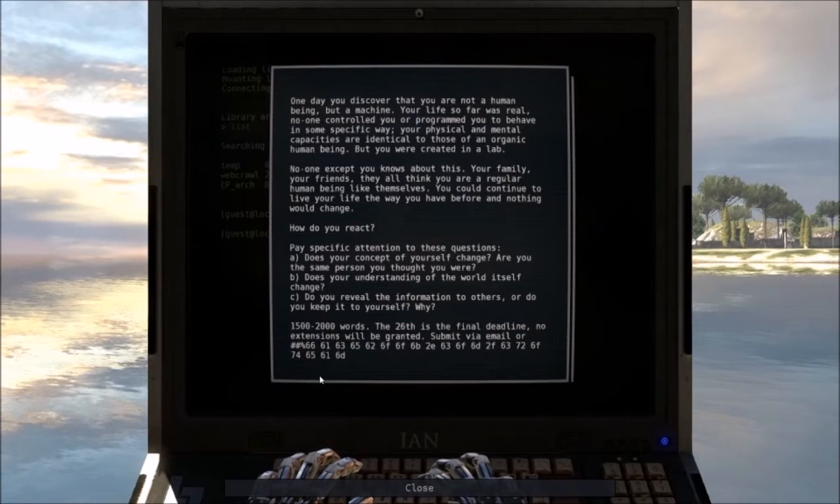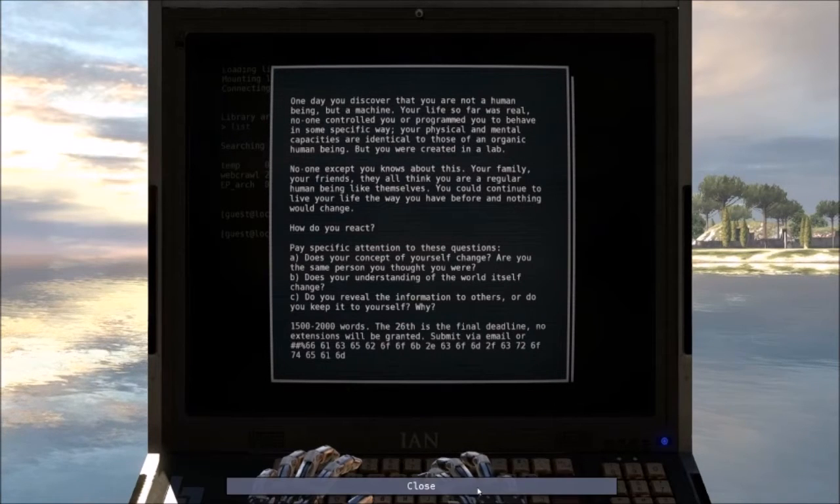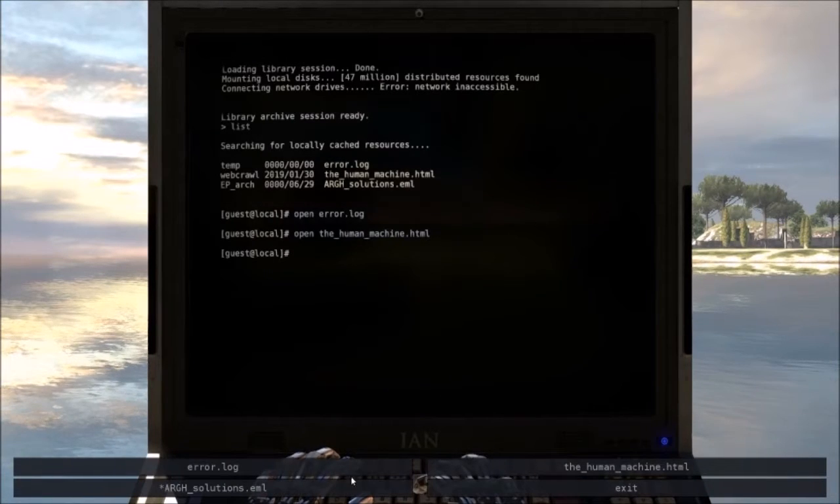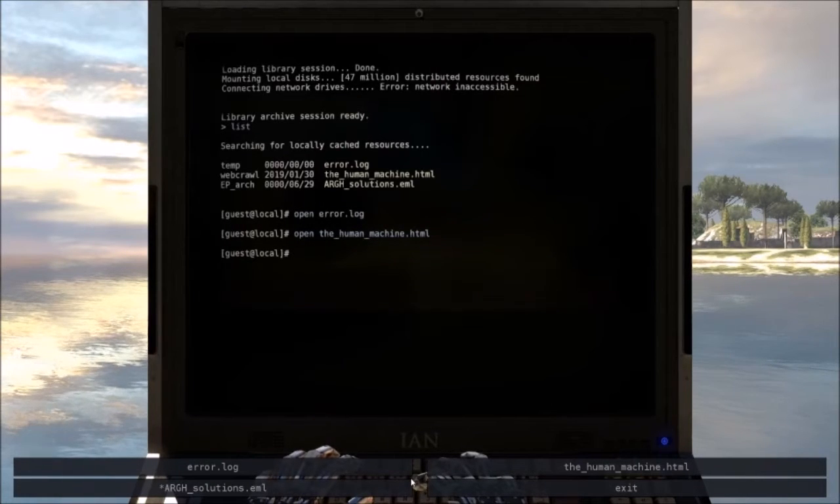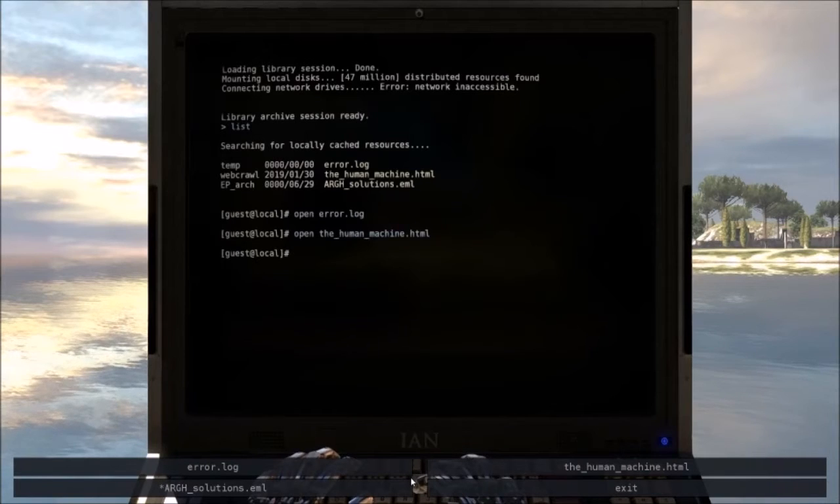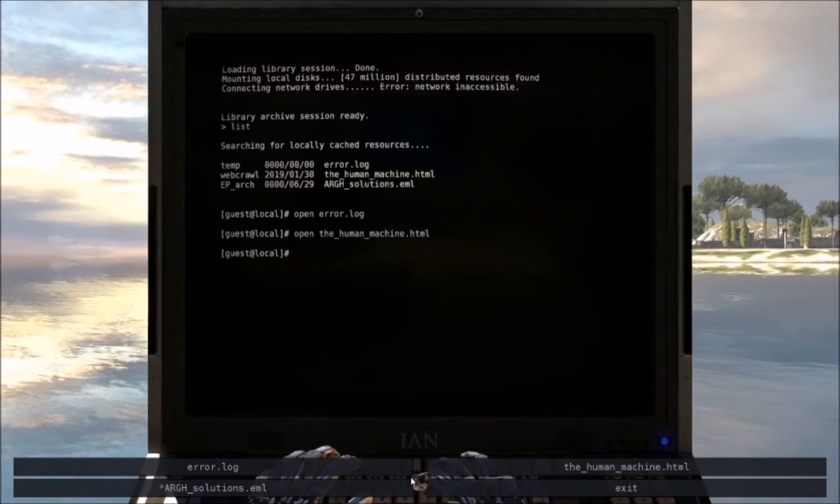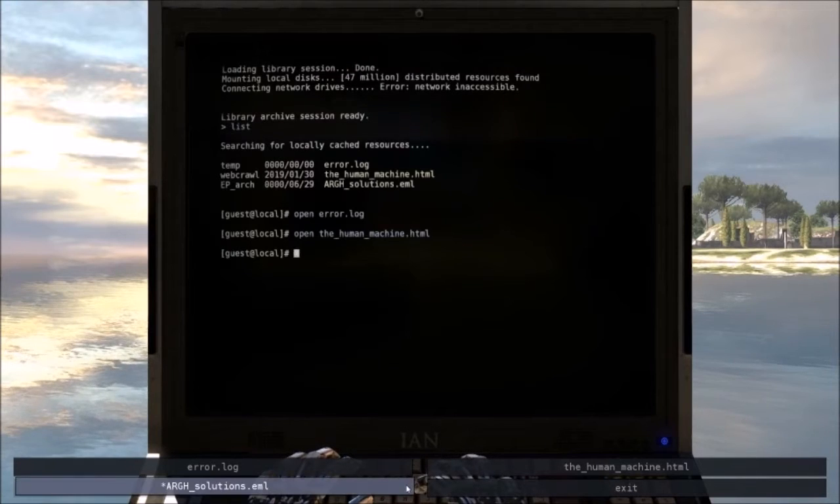Okay. Still don't really know what this is talking about. So are we a human being who is in a computer simulation, or are we a computer simulation that thinks we're human? Who knows?